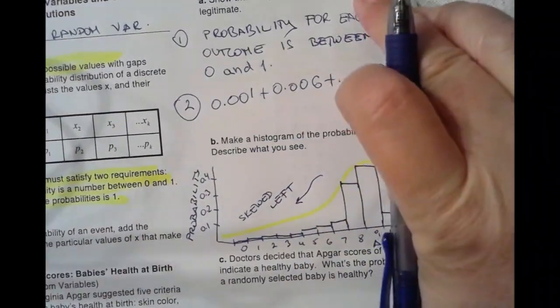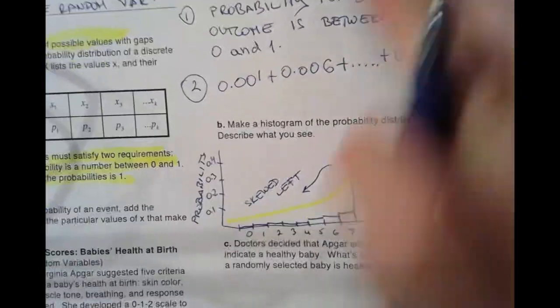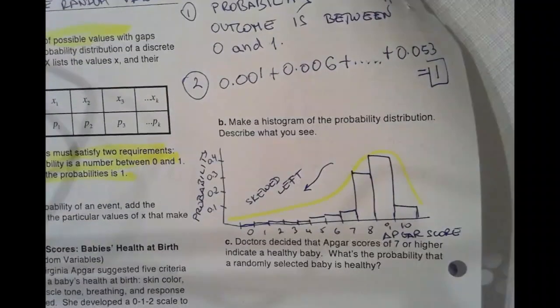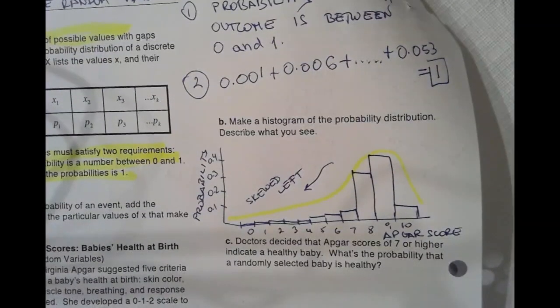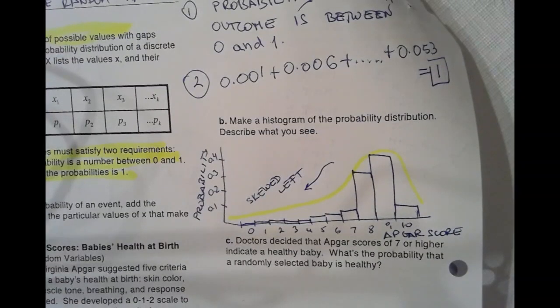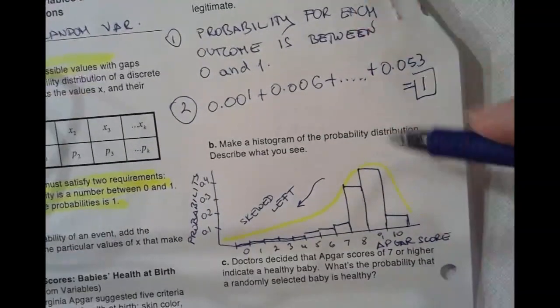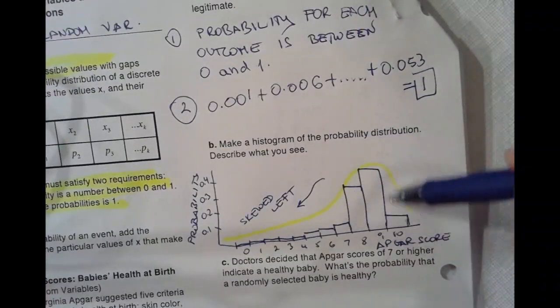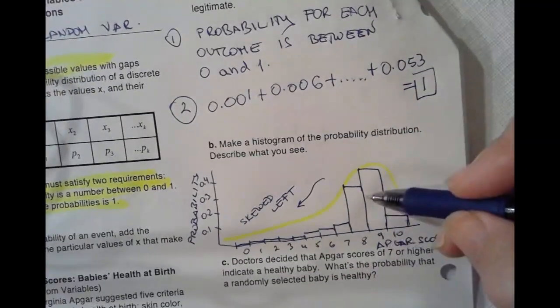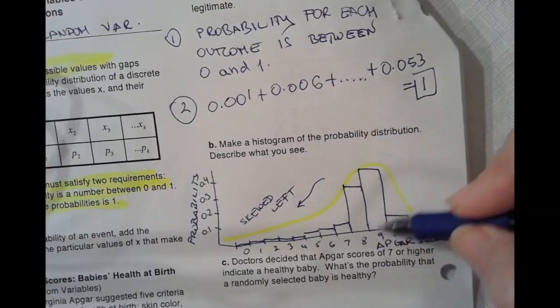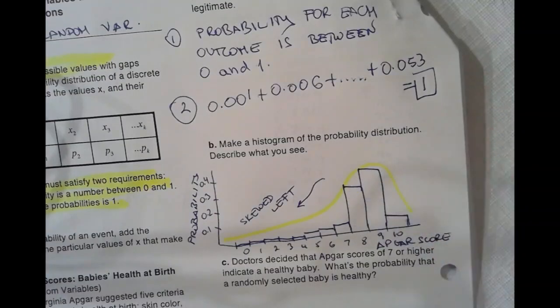And you need to make a comment. You need to make sure that you explain that most of the babies are testing at a higher end of the scale. So most of the babies are testing at the higher APGAR scores, and especially between 8 and 9. Okay, so that's what means skewed left. Most of the data is located to the right.